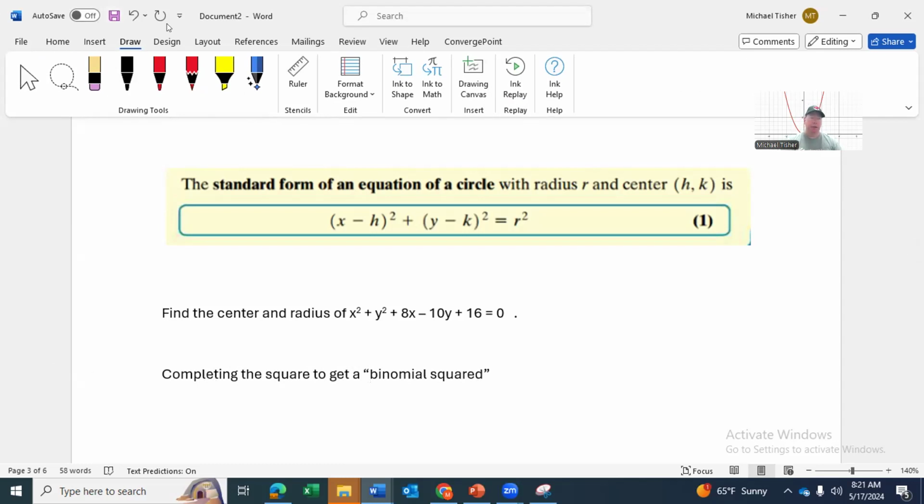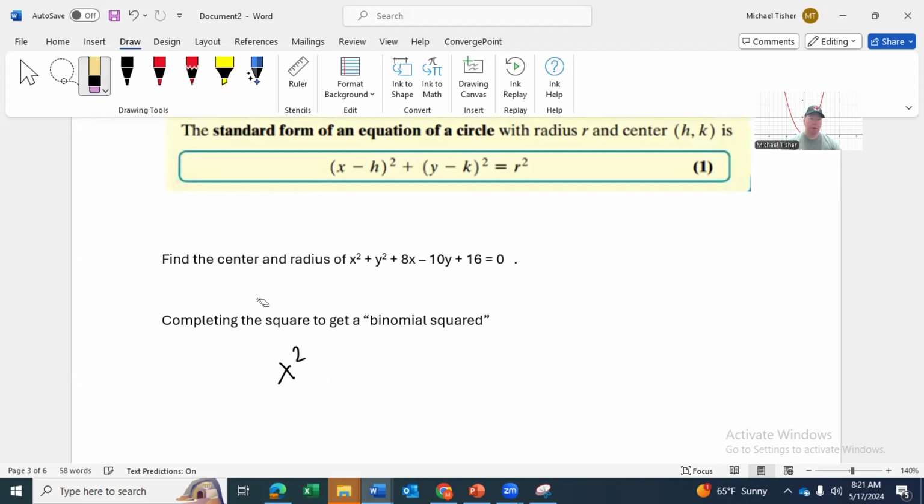Okay, now here's how we're going to do that. We're going to put the x's together and the y's together like so. So x squared, we'll put that together with the 8x. And we're going to leave a space after the 8x. And then we'll put the y's together over here. So we have y squared minus 10y. And then we'll leave a space after the negative 10y. And we'll put the plus 16 over here equals 0. Now we put a space because we're going to fill the space in with a number.